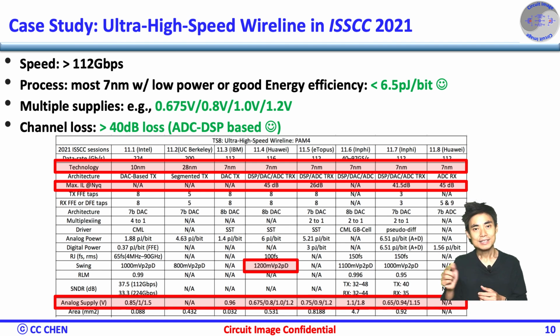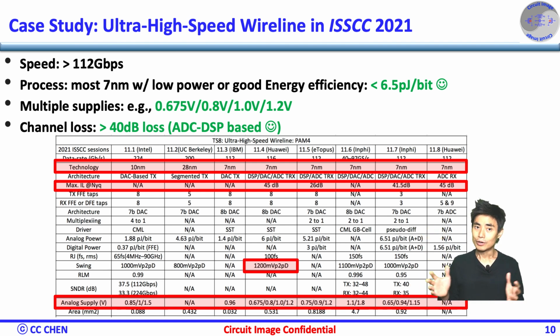Yes, the CV²F current scales with the process C and the voltage V together, and the power is proportional to the square of the voltage. Therefore, you can see few people have a single supply voltage in the PAM4 series. Instead, you could use 0.67 volt, 0.8 volt, 1.0 volt, 1.2 volt, 4 supply voltages for different needs.